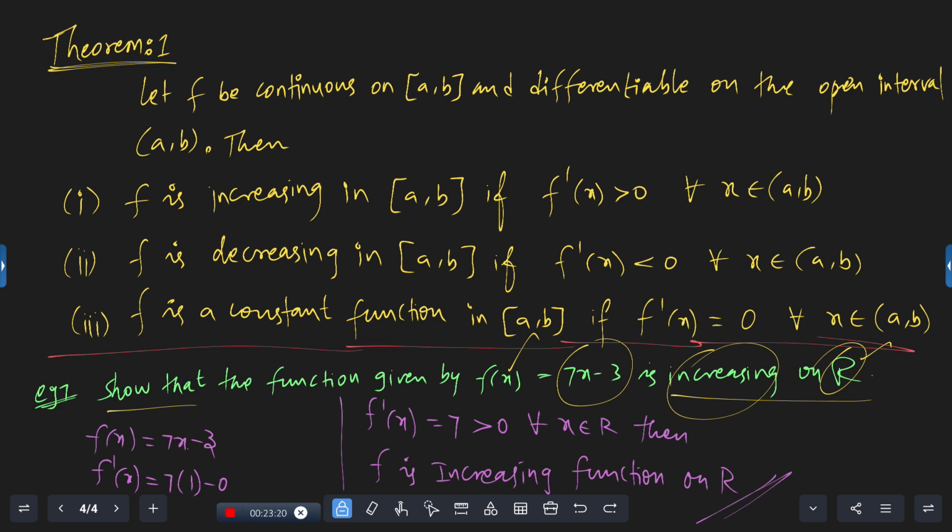So the same question I have done with the help of derivative, and the same question I have done with the help of definition. I hope you understand the way to do increasing and decreasing by using definition and with the help of the theorem also. Have you got the idea? Right. Now we are entering the exercise.